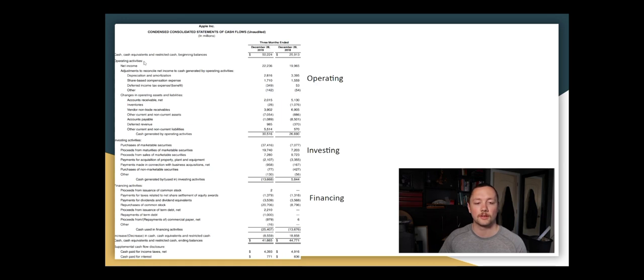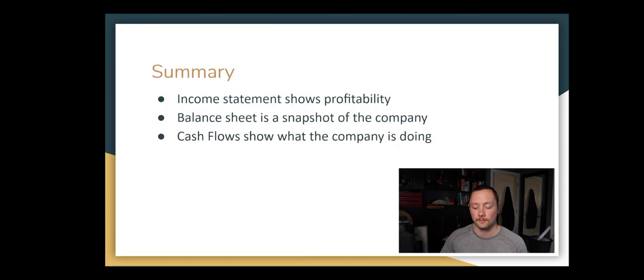You can see at the top here, we have their operating activities. Net income, the same number pulled from the income statement. This is how much money they basically made. And then this is what they did with all of that money. You can see cash generated by operating activities. They generated $30 billion within that quarter.